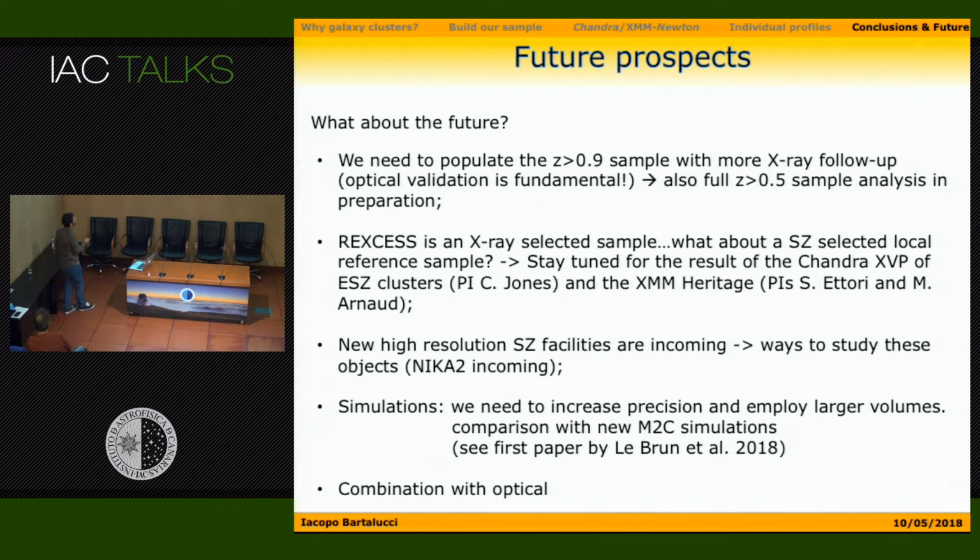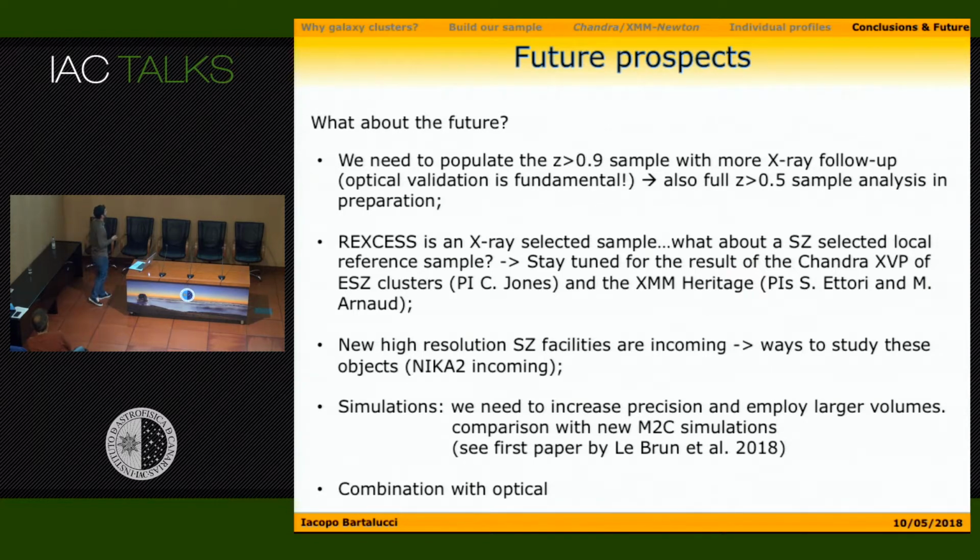Then, what I would like to say is that REXCESS is an X-ray selected sample. So what about an SZ selected sample? Stay tuned for the results of the Chandra XVP led by Chris Jones, and the XMM one, which is going on and is led by Steph. Another interesting thing is that new SZ facilities are incoming, in particular facilities which are comparable to the ones that we have in the X-ray. So we will be able to increase our ability to study the physics of galaxy clusters, and in particular, stay tuned for results from Instituto.